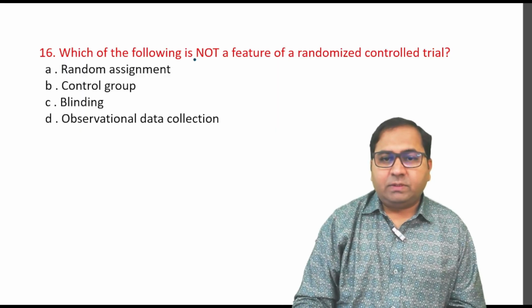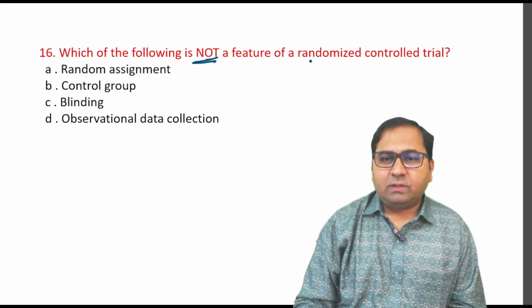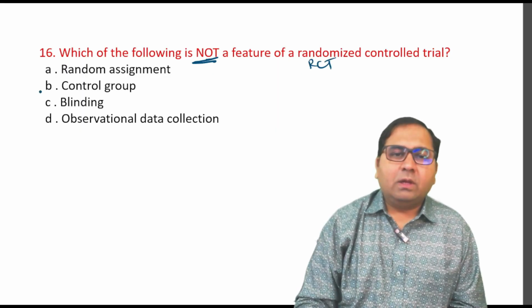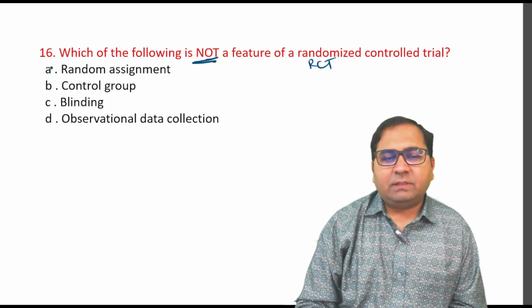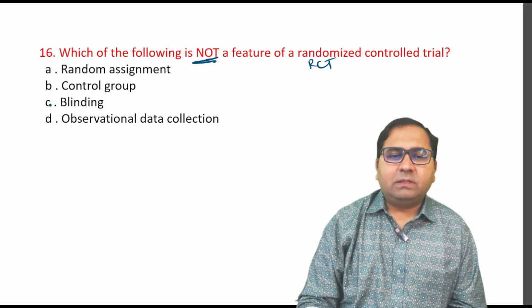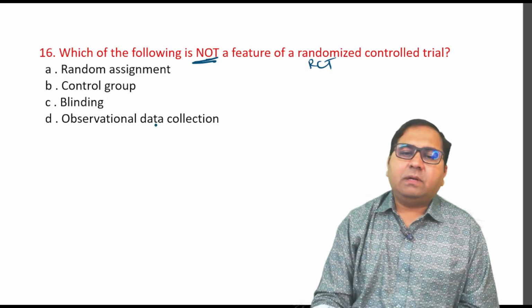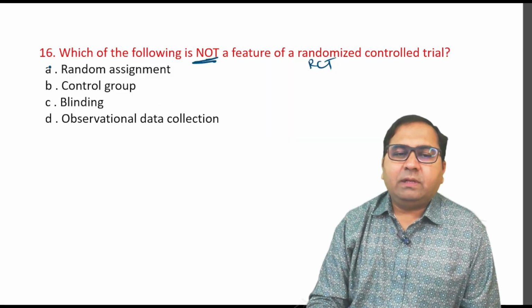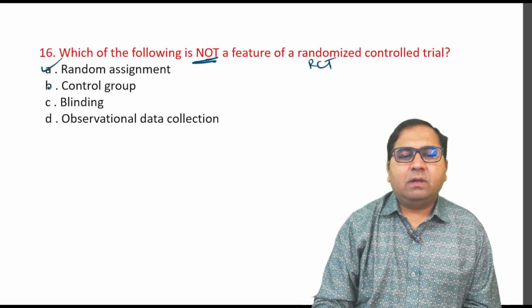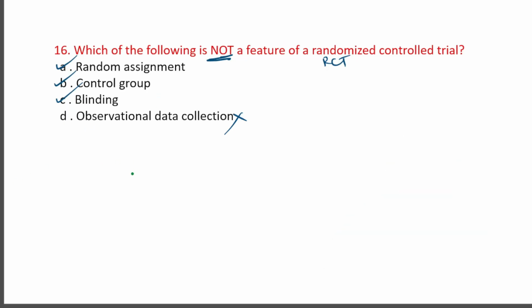Next question. Which of the following is not a feature of RCT? The options are A. Random assignment, B. Control group, C. Blinding, or D. Observational data collection. We have seen random assignment is present, control group is present, blinding is present. Why is it that we have chosen that observational data collection is not a feature of randomized control trial?